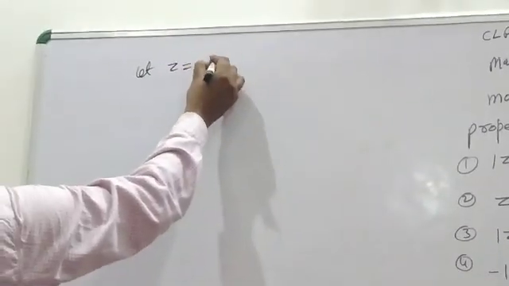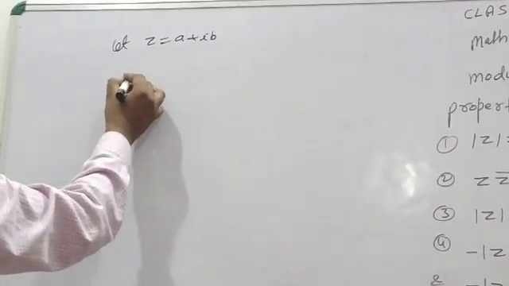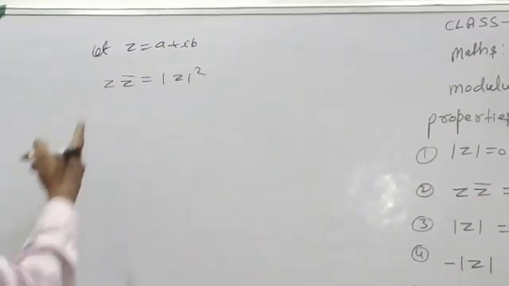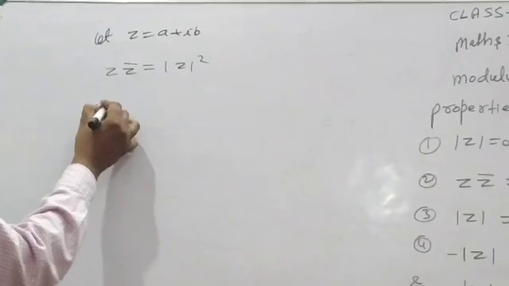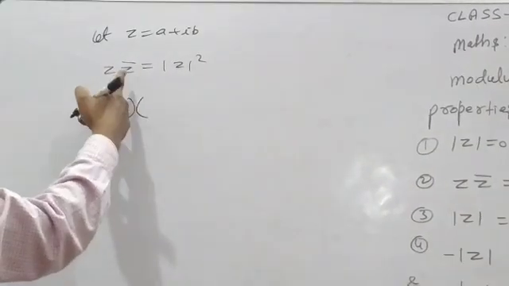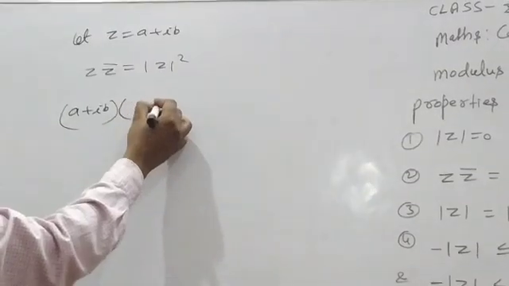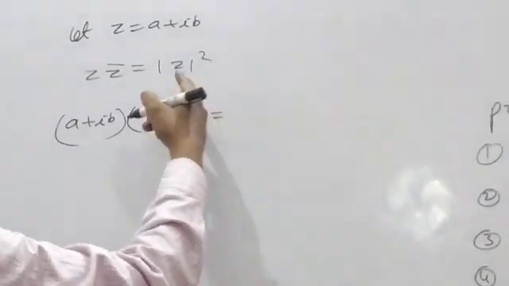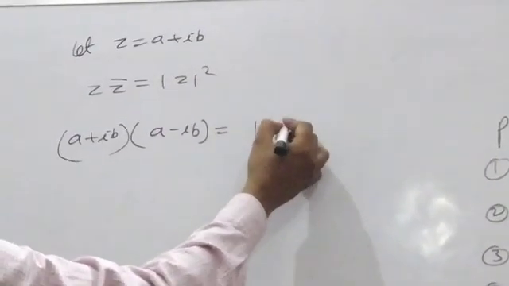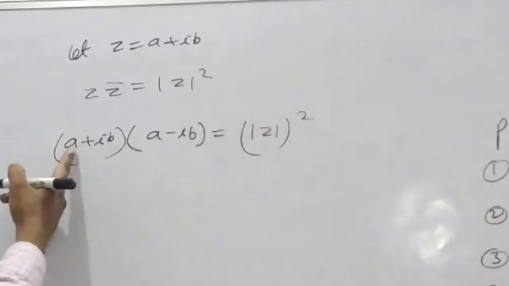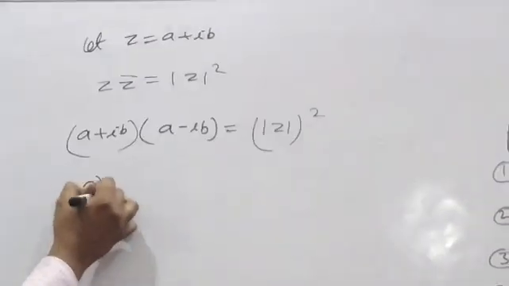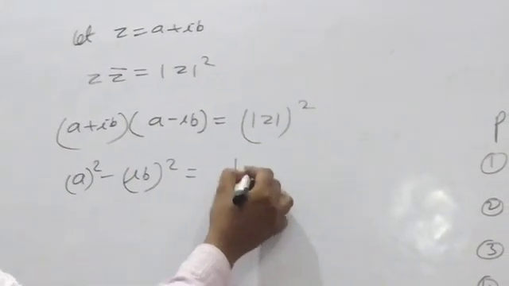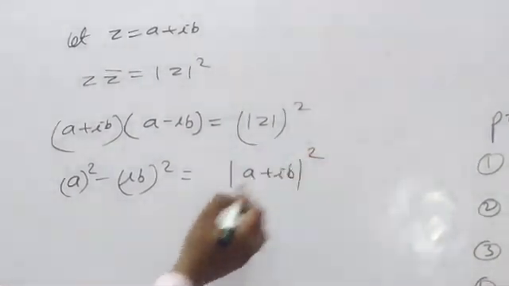Now let z be equal to a plus ib here. What is z times z bar? Z is equal to a plus ib, into the conjugate of z, which is a minus ib, is equal to mod of z whole square. Now (a plus ib)(a minus ib), that is a square minus i square b square, is equal to mod of a plus ib whole square.